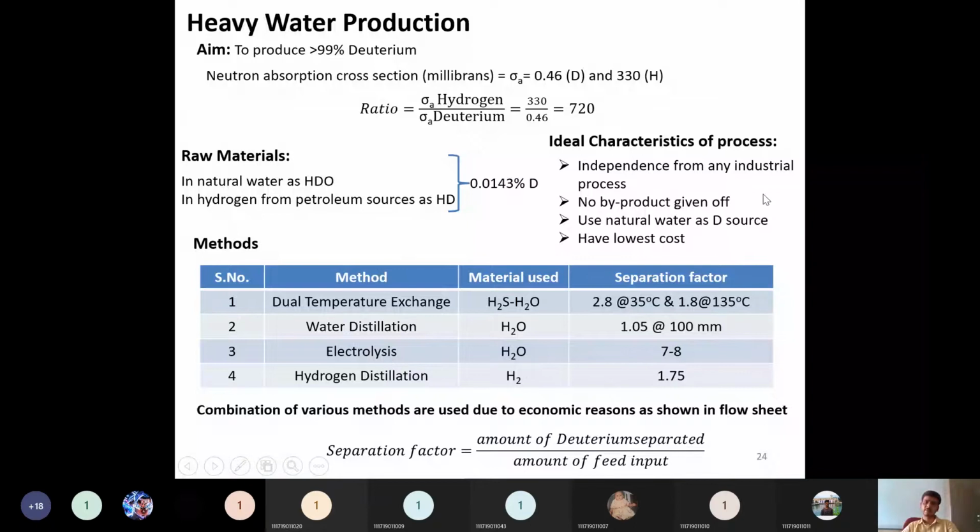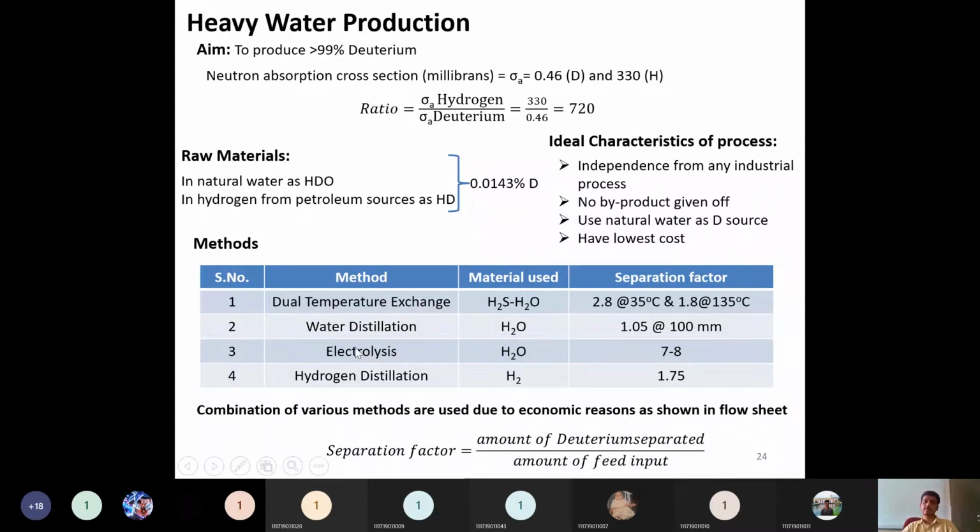So what is the separation factor? What are we calling the separation factor? The separation factor is nothing but the amount of deuterium separated per amount of feed input. For example, we are giving a feed here as H2S or H2O, so this will be in the denominator. From that H2O or H2S, how much deuterium have we separated? The ratio of the amount of deuterium separated divided by the amount of feed input is the separation factor.